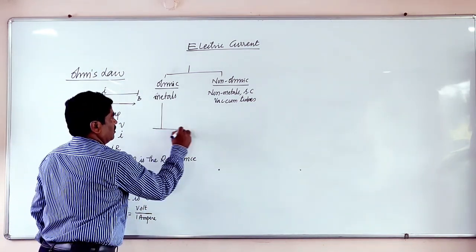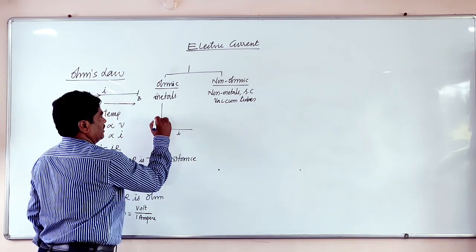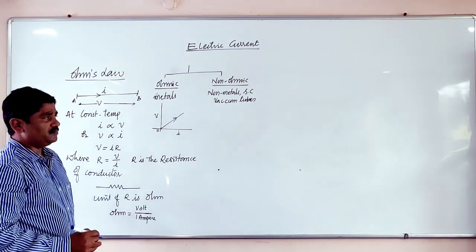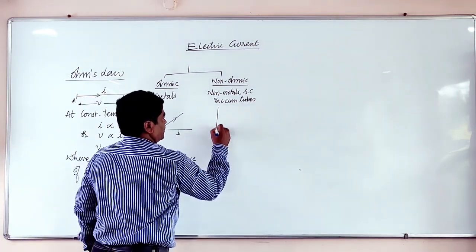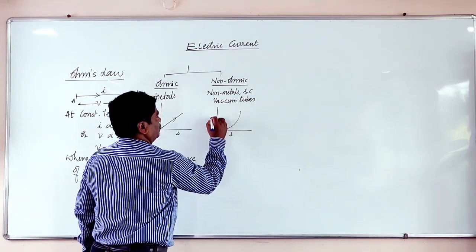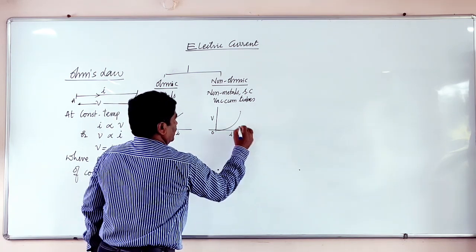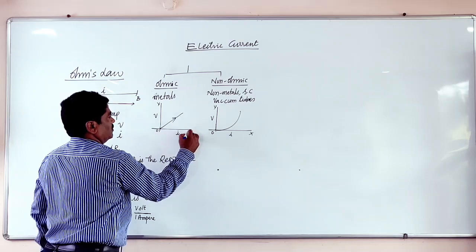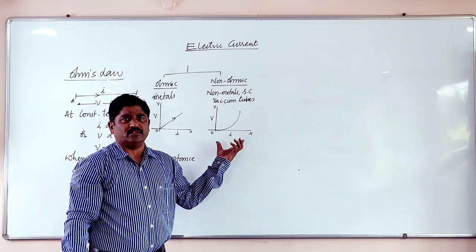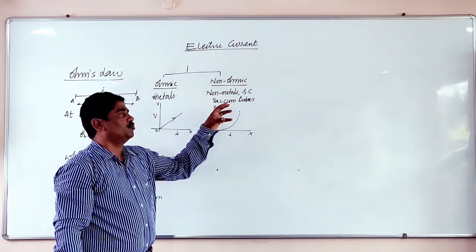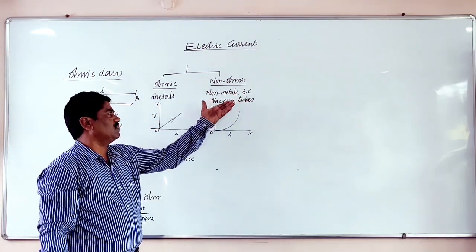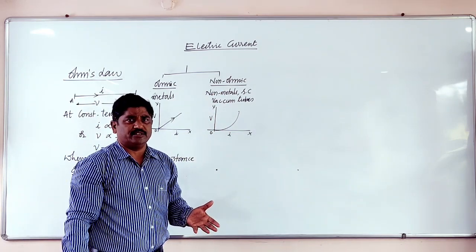If you draw a graph of I versus V, a straight line passing through the origin occurs, and this is Ohm's law. But for non-ohmic conductors, a curve is obtained in the I versus V graph. Whichever conductors obey Ohm's law are called ohmic conductors, and those which don't obey Ohm's law are called non-ohmic conductors.